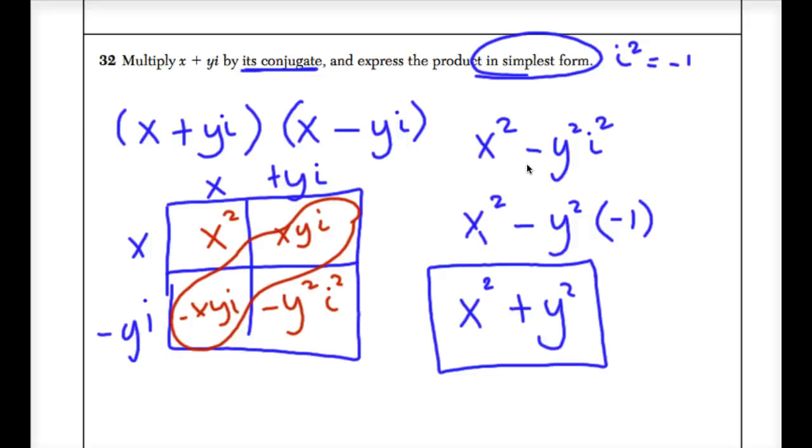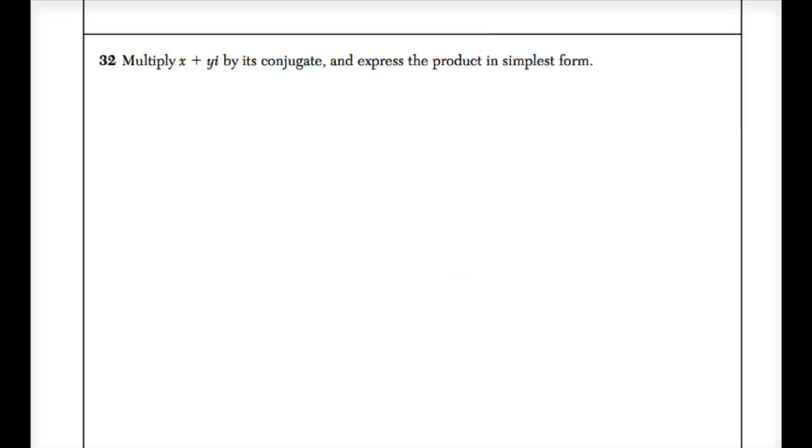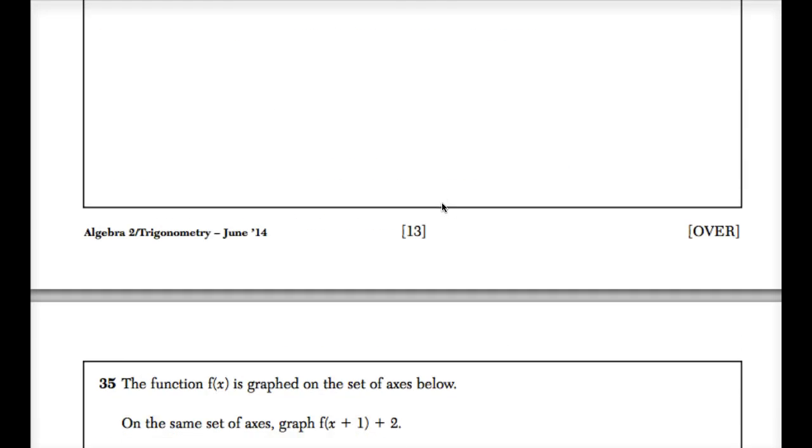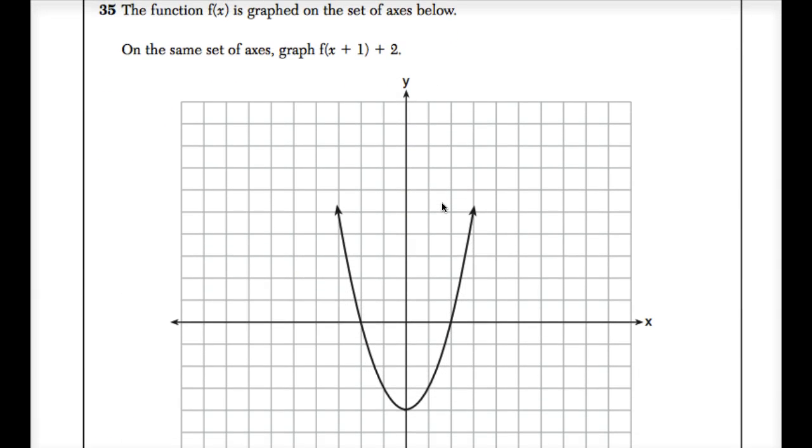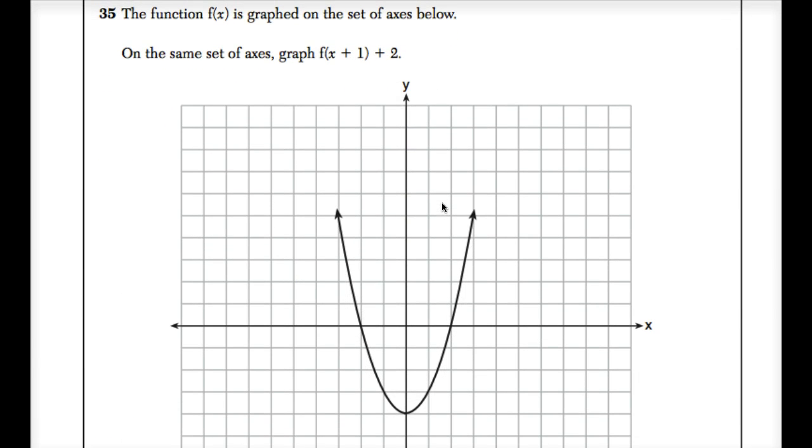Number 33 we have not done. Number 34 is coming up soon. We are going to number 35. You actually saw this question on finals last year. So it says the function f of x is graphed below on the set of axes. On the same set of axes, graph f of x plus 1 plus 2.